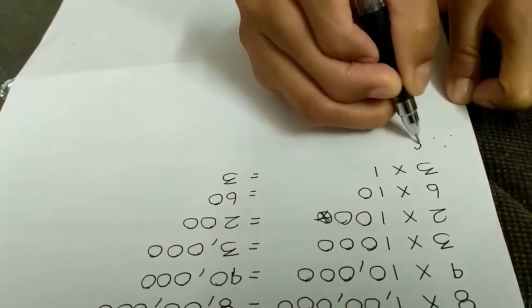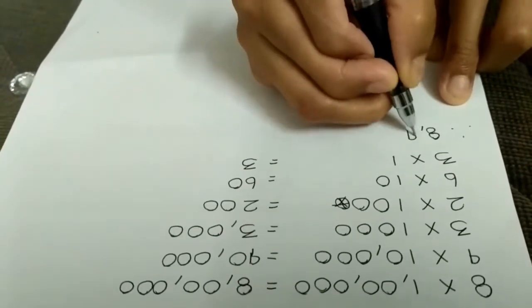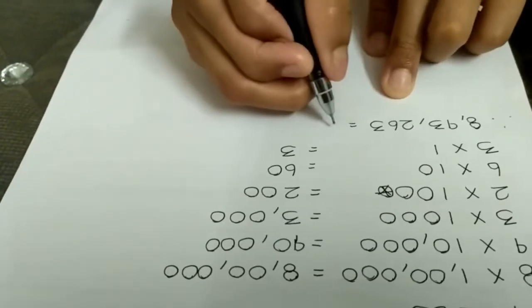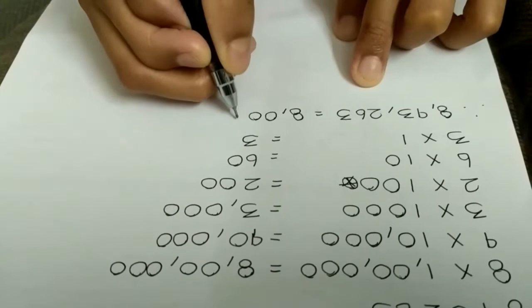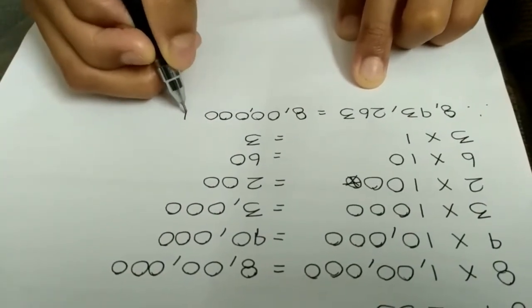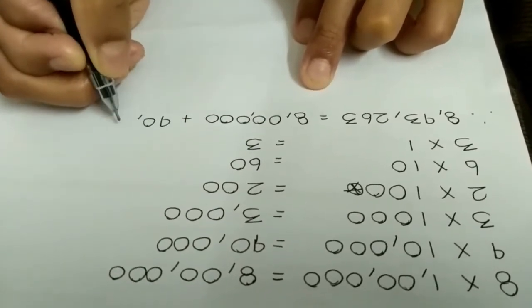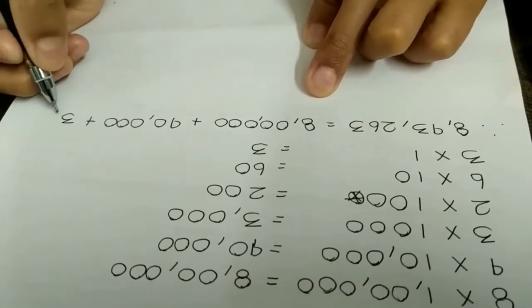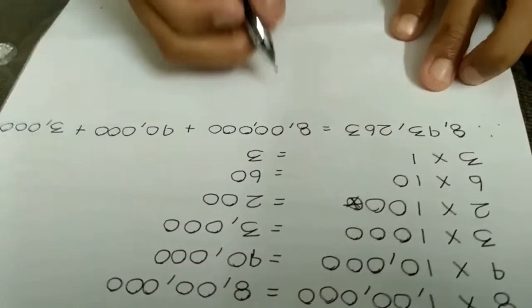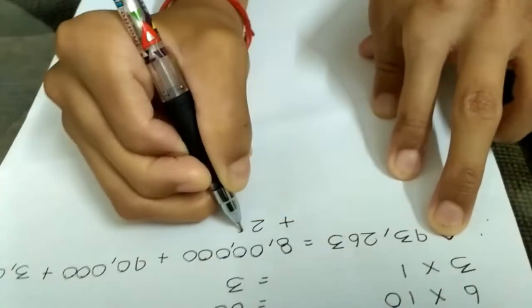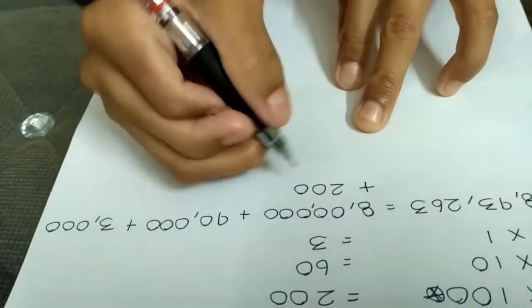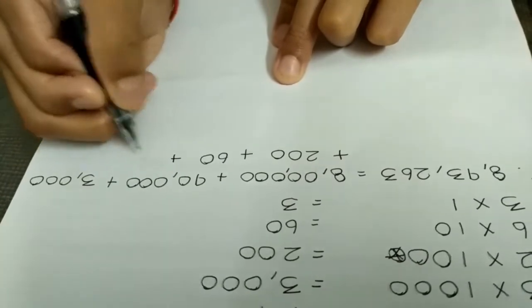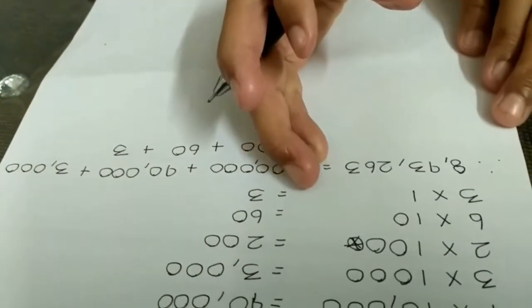Therefore, the expanded form of 8,93,263 is 8,00,000 plus 90,000 plus 3,000 plus 200 plus 60 plus 3. So this was the expanded form of 8,93,263.